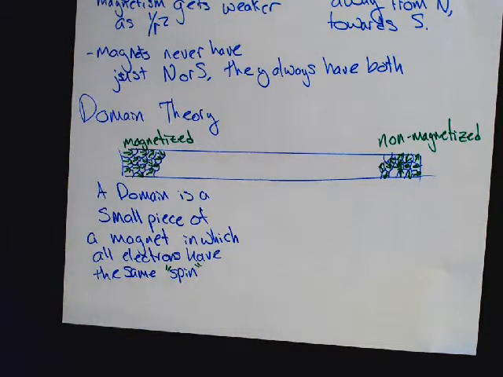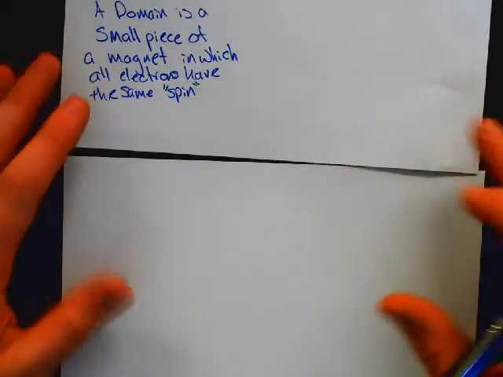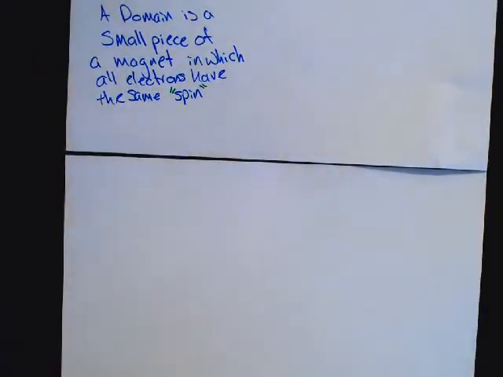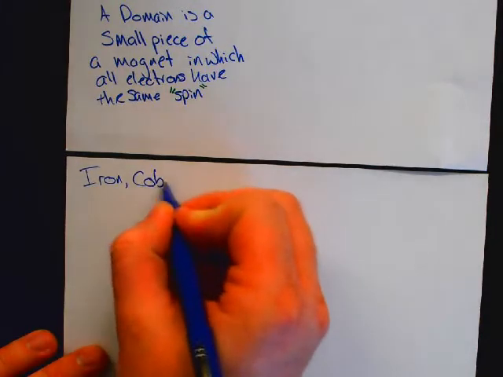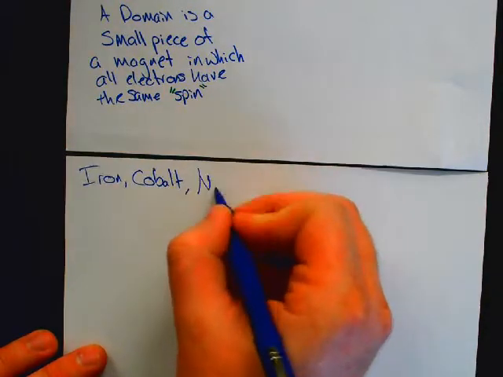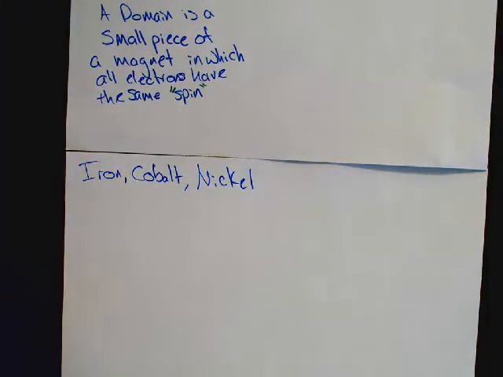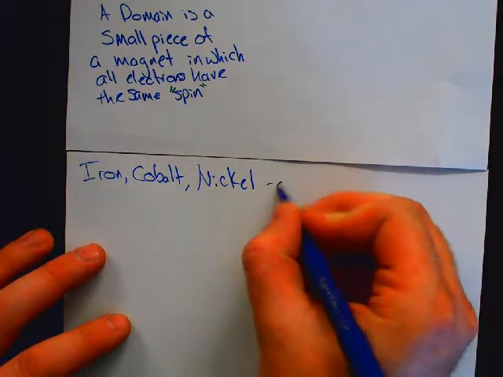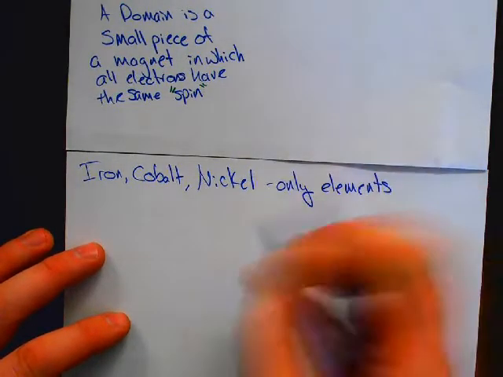Second thing we find is that when we have something that's magnetic, we only find that 3 different elements are magnetic. And those elements are actually found right next to each other on the periodic table. Iron, cobalt, and nickel. Iron, cobalt, and nickel are the only elements that have unpaired electrons with spin. Only elements that can be magnetized.